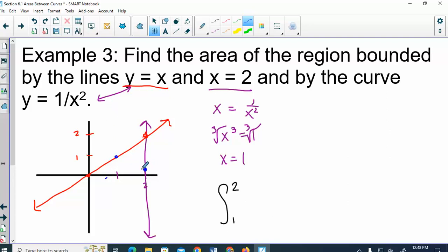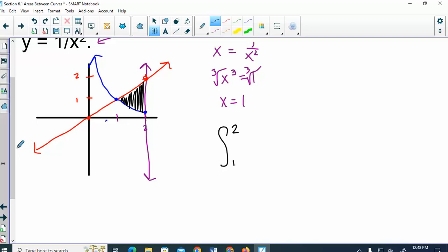So what it's doing is kind of looks like this. But the important part is knowing where we're starting and stopping and which one is on top. So your graph doesn't have to be perfect. So I'm going to set this up from 1 to 2.